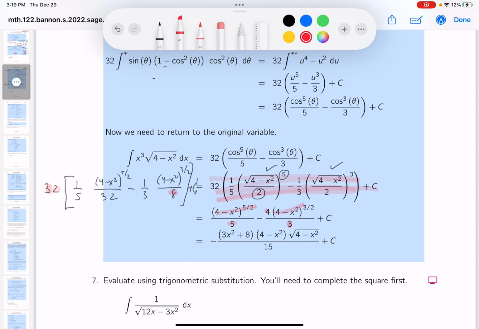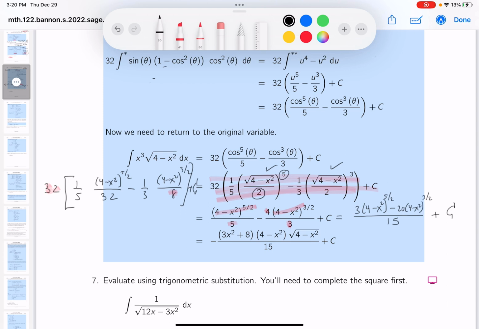And then what I did, which may seem strange to some people, I factored it. Now, before factoring it, I want to get a common denominator. What's the common denominator going to be? Let's write this down, plus c. And you get 15. And be very careful here, it's going to be 3 times 4 minus x squared to the 5/2, minus, what would you get there? It would be a 20 times 4 minus x squared to the 3/2.